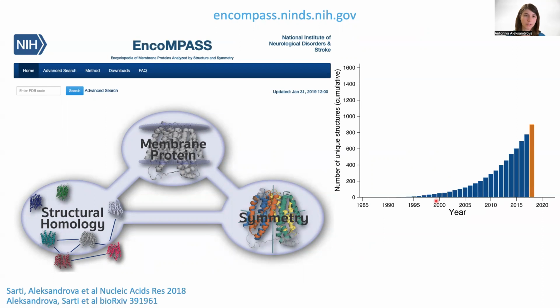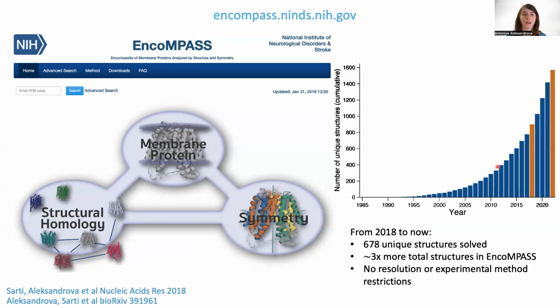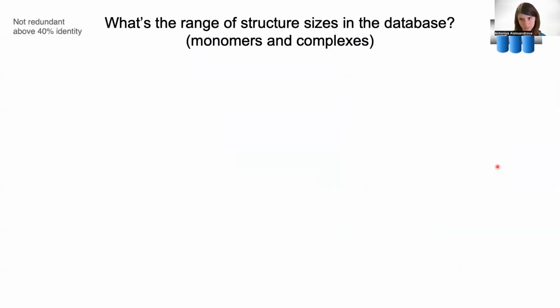And in addition, there is the growth of available membrane protein structures. Since 2018, according to the Stephen White database, there are about 700 new unique membrane protein structures. All of this has led to a much larger Encompass dataset, about 3 times the size of the 2018 version. So before I go back to our discussion on symmetry, let me briefly show you what kind of structures can now be found in Encompass.